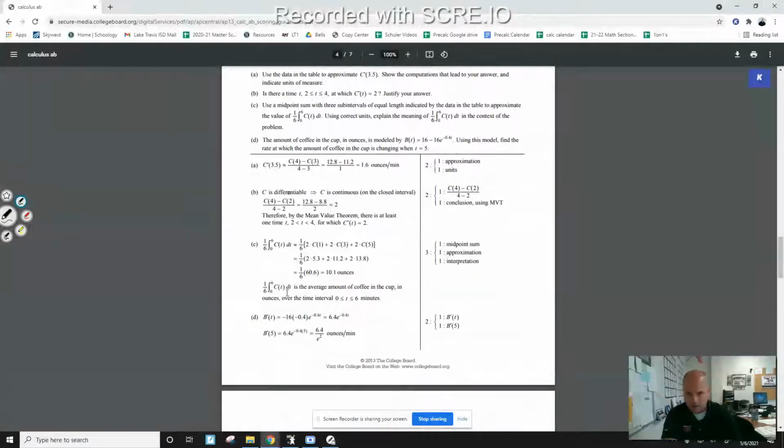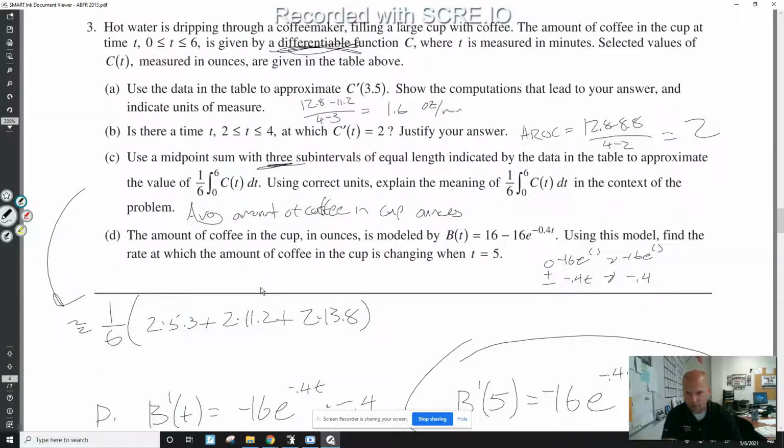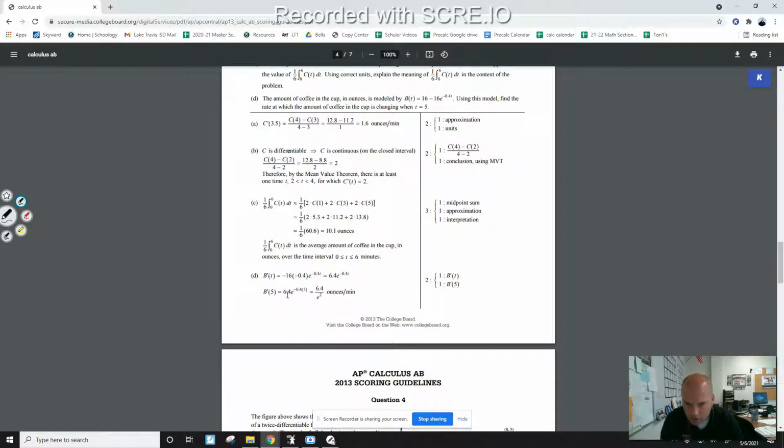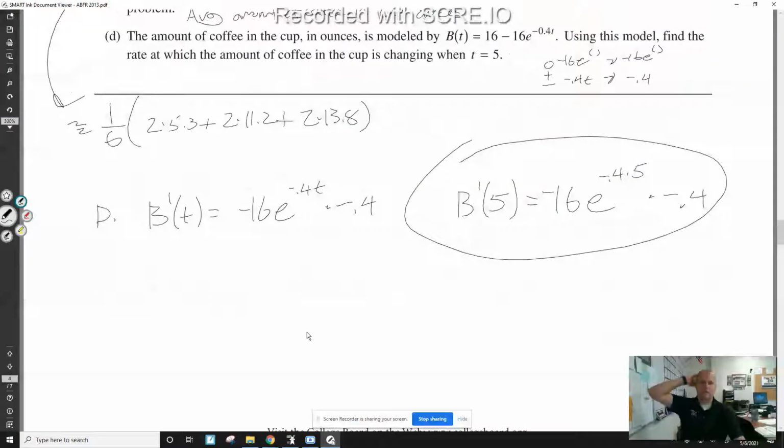1/6 times 2 times 5.3, 2 times 11.2, 2 times 13.8. Boom, done. This, negative 16 times negative 0.4 e to the negative 0.4 times 5. They would accept this because it's a no calculator question. A lot of people just freak out. It's like, I hate not using a calculator. It's no big deal. Okay?